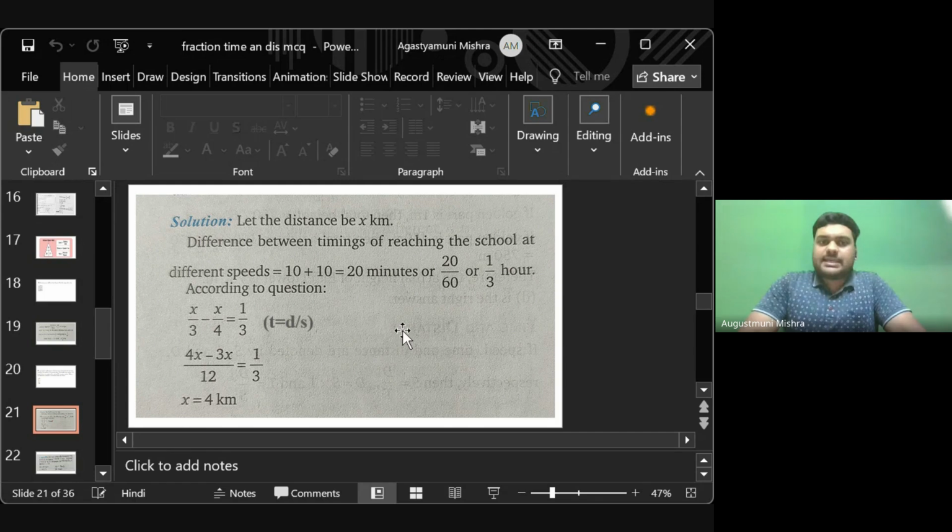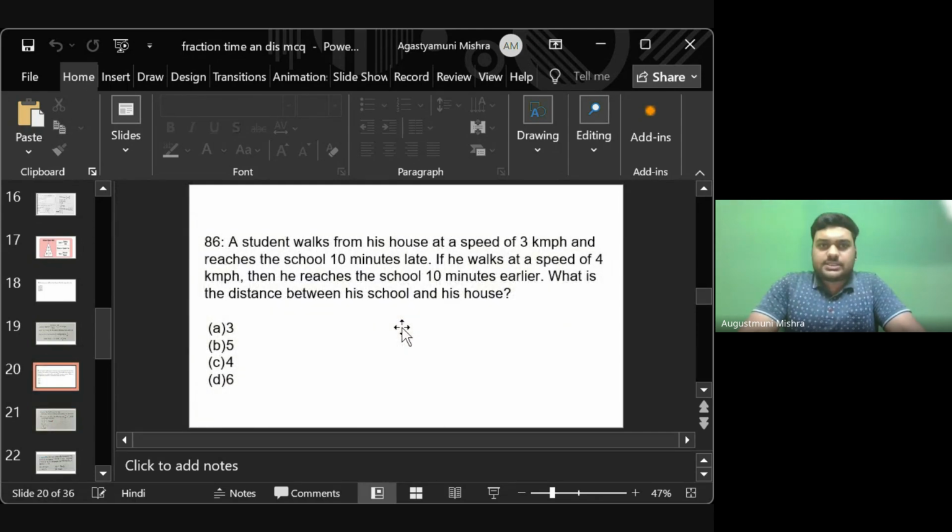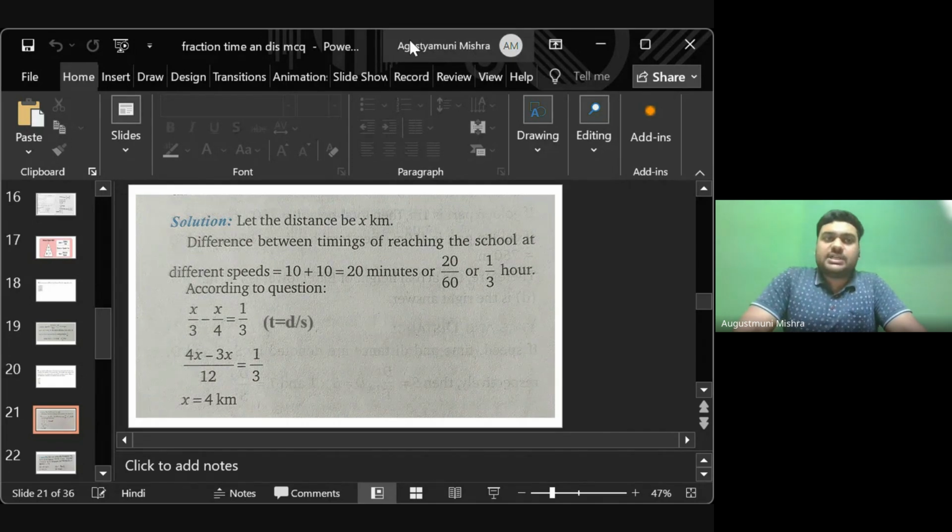So the correct answer is C, that is 4 kilometer. I hope that is clear to everyone. Within half a minute I will change the slide, because I'm waiting for your responses on whether it is clear to everyone or not.